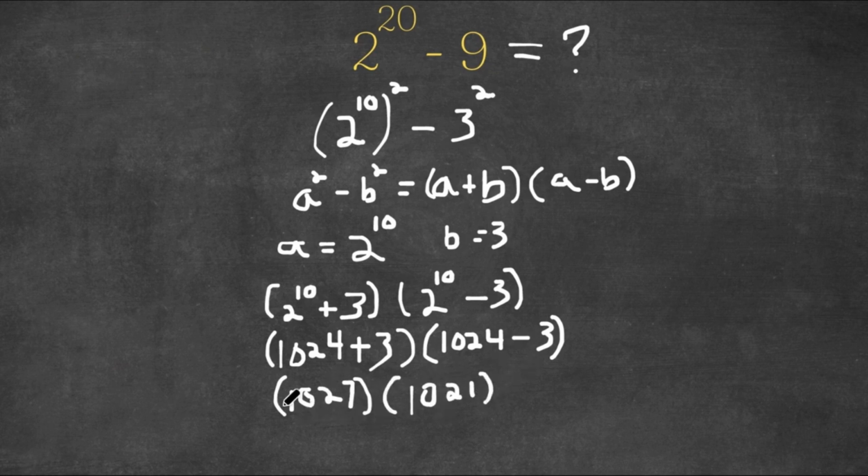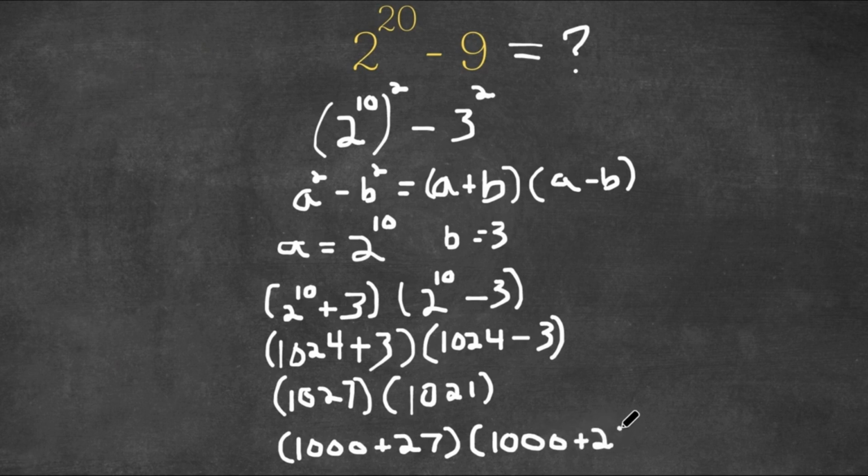Now what we're going to do is we're going to rewrite 1027 as 1000 plus 27 times 1000 plus 21. Now what we're going to do is we're going to distribute. So we're going to do 1000 times 1000, 1000 times 21, 27 times 1000, and 27 times 21.